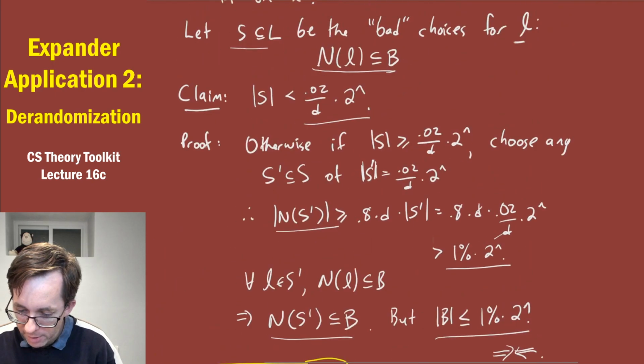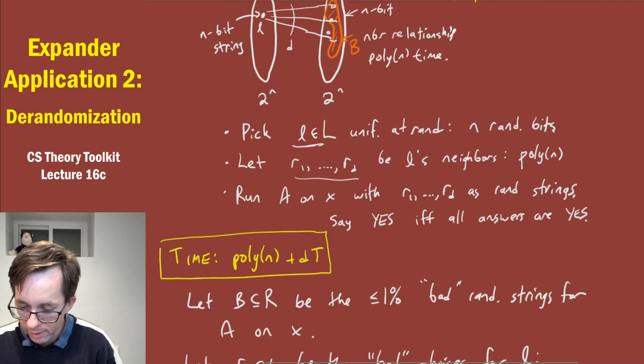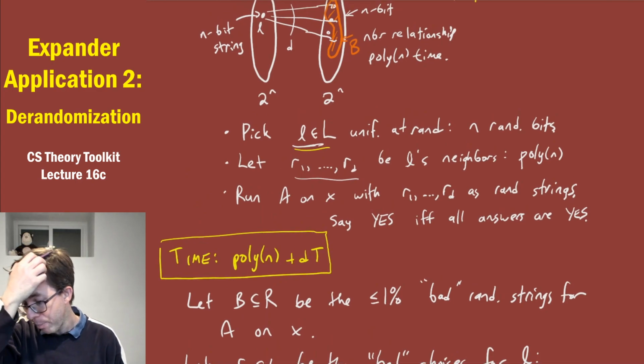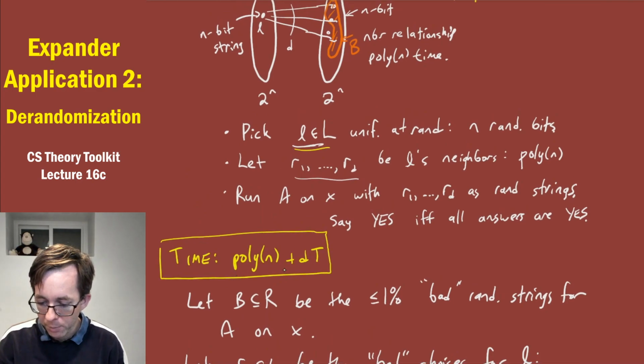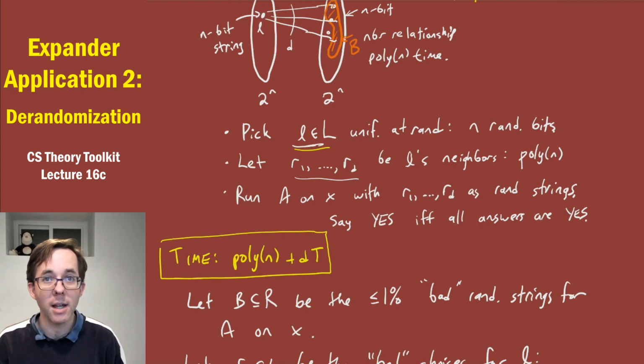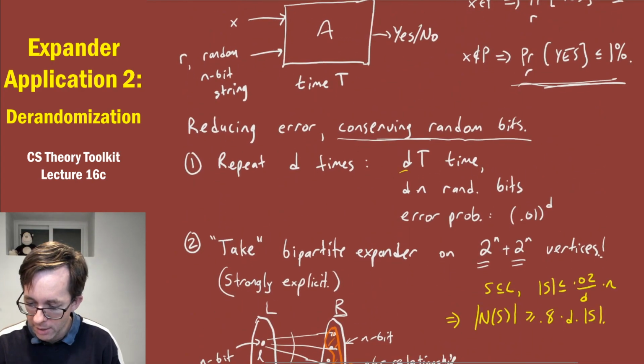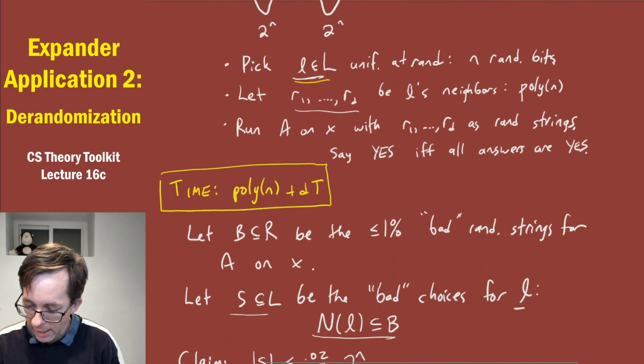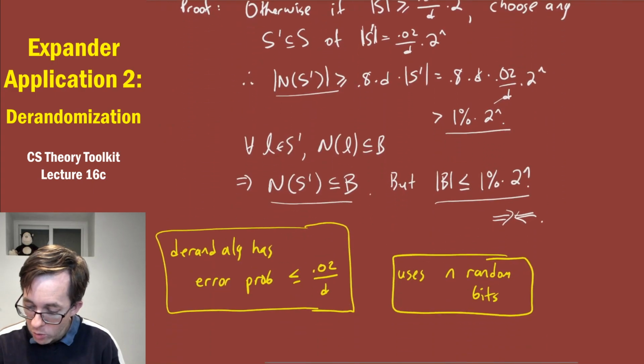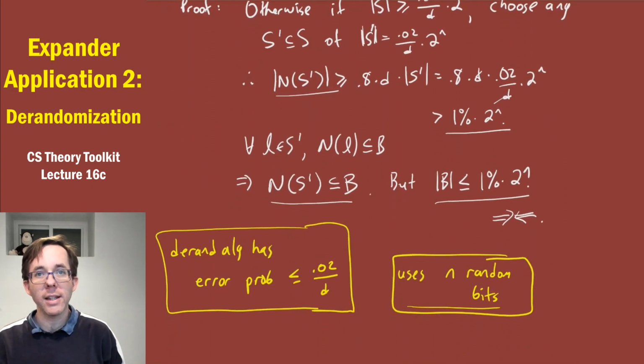Okay, because the only random bits we needed were to choose this initial L. So let's compare it. What we have is a polynomial in n, which is fine to assume, plus d times t time. So it's roughly the same as the naive algorithm that just repeated d times. And we use only n random bits. So this is why I think it's like a magic trick.